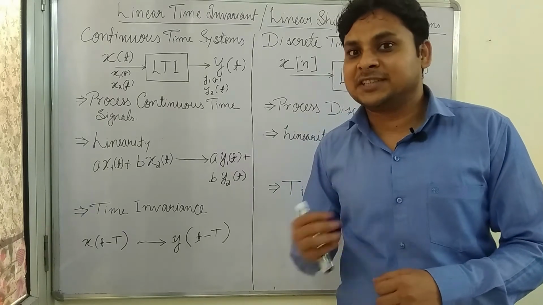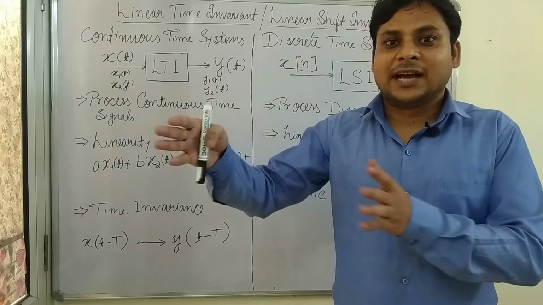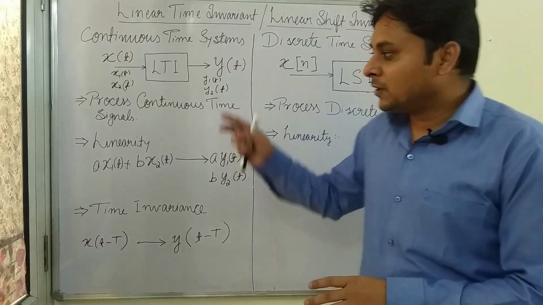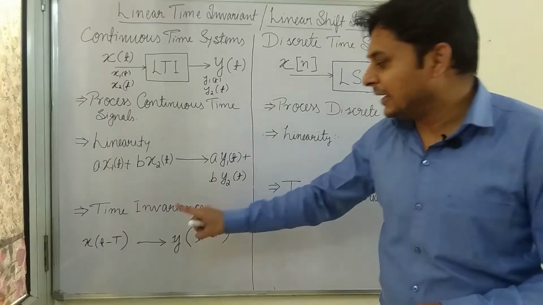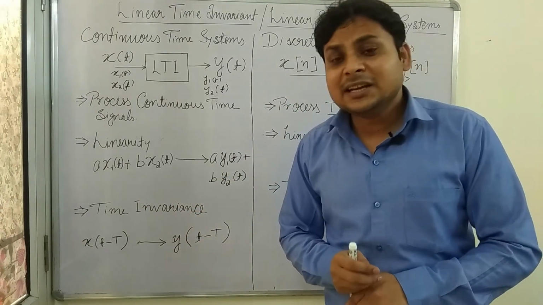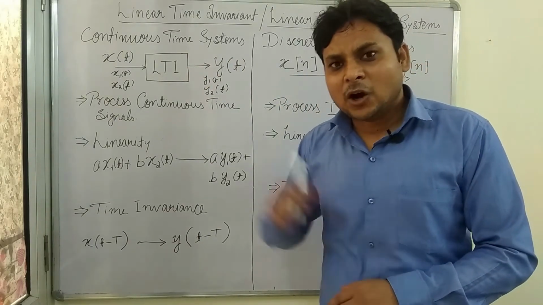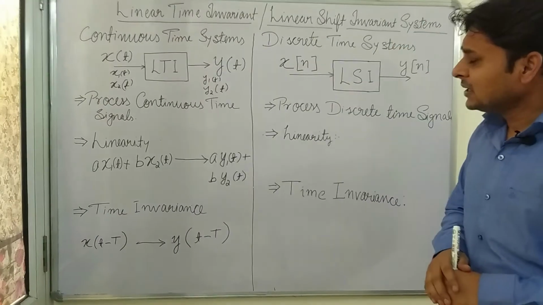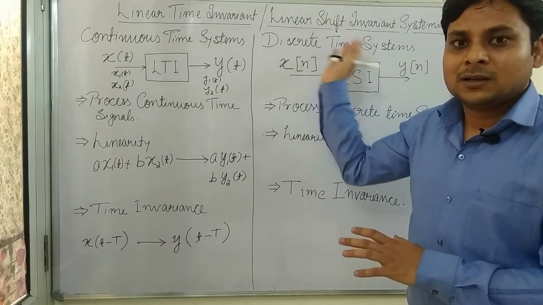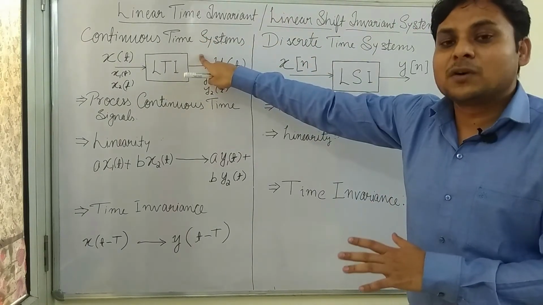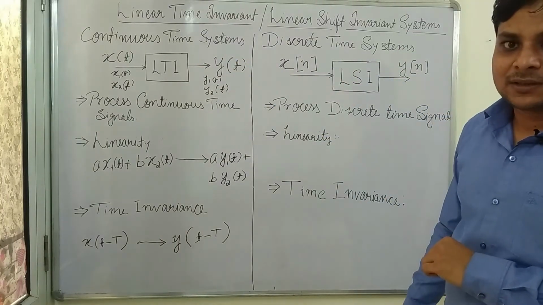By name also you can judge it: a time invariant system does not vary over time. So the system which has both the properties, linearity and time invariance, is known as a linear time invariant system in continuous time systems. Now if we talk about discrete time systems, then both systems are just similar. The only difference is that one system is for continuous time signals and the other is for discrete time signals.